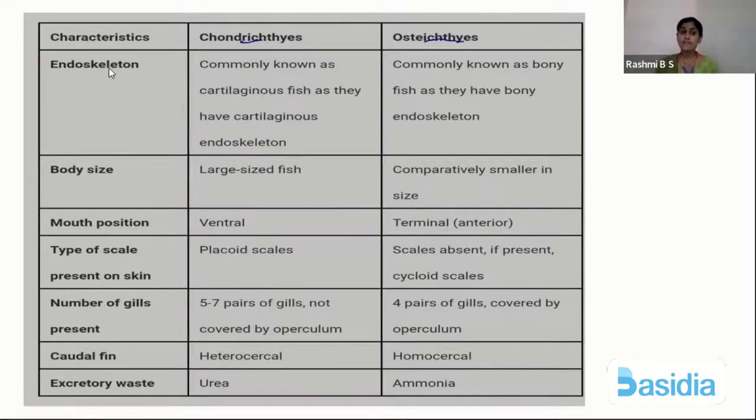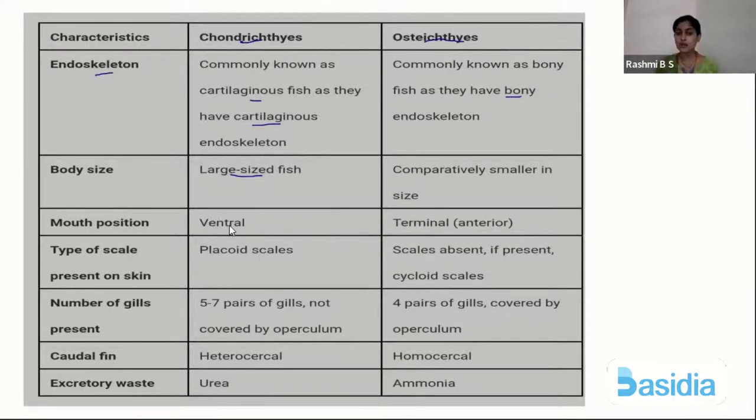When it comes to the endoskeleton, in chondrichthyes it is made of cartilage, hence the name cartilaginous fish. Whereas in osteichthyes, the endoskeleton is made of bones, hence the name osteo. Osteo means bone, bony fishes. Okay, this is the first point. Second point: compared to osteichthyes, chondrichthyes are bigger in size, children. They are big fishes, okay? Whereas osteichthyes are small fishes compared to chondrichthyes.